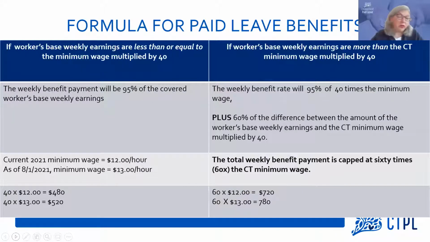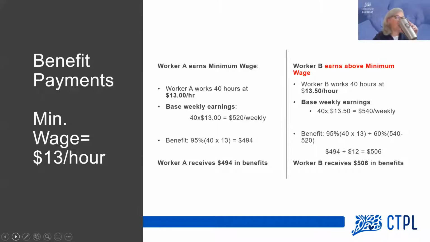Benefits are set forth by statute. It's 95% of the covered weekly earnings up to 40 times the Connecticut minimum wage. If someone earns more than 40 times the Connecticut minimum wage, they'll get that 95% up to 40 times, plus 60% of the difference between how much they earn and Connecticut minimum wage times 40. However, in all instances, the total benefit is capped at 60 times the Connecticut minimum wage. So if someone is earning the minimum wage and not having any offsets, they would receive just under $500 in weekly benefits from the authority.